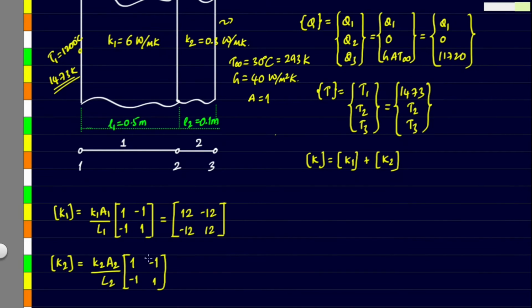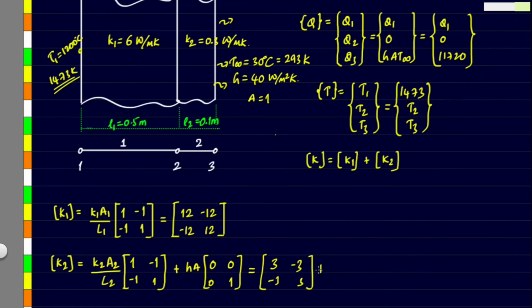The second element is not only undergoing conduction but also convection, and the convection matrix is H times A. Convection is only happening at the rightmost surface, so all other values are going to be 0 except for this last term. So K2A2 by L2 will give us just a value of 3, which if you multiply on the inside we get 3, minus 3, minus 3 and 3.